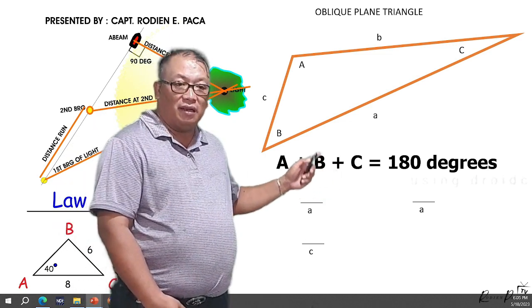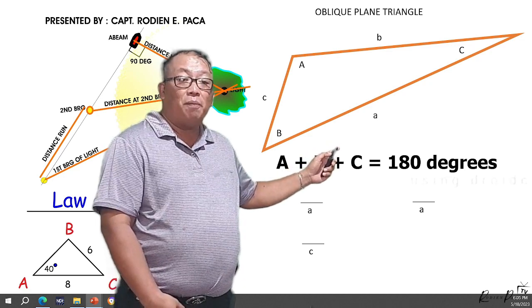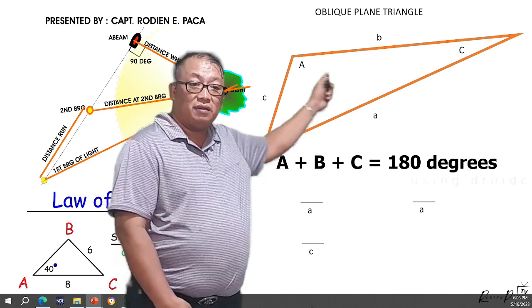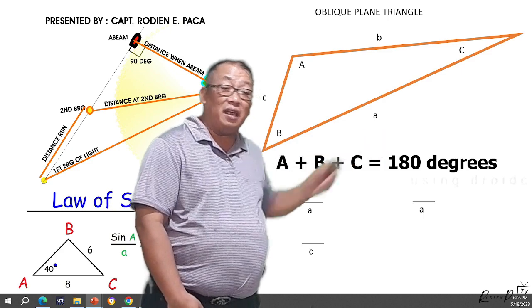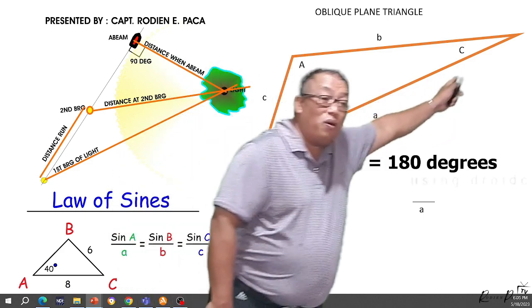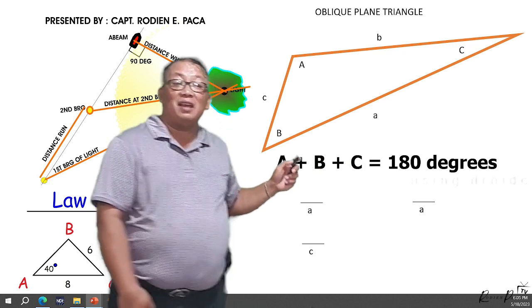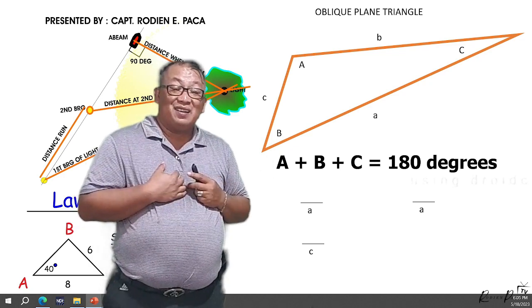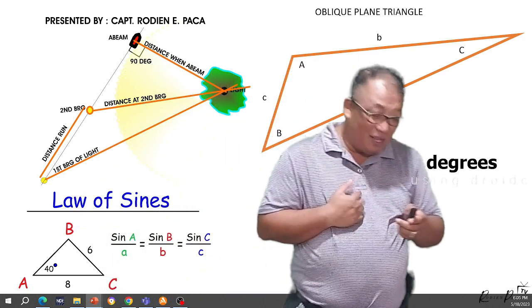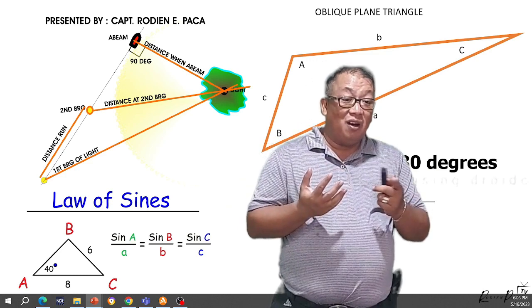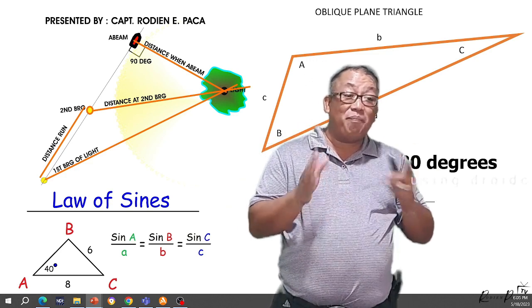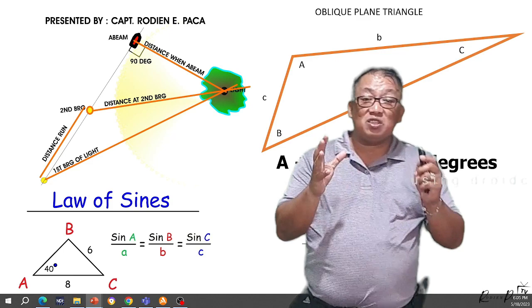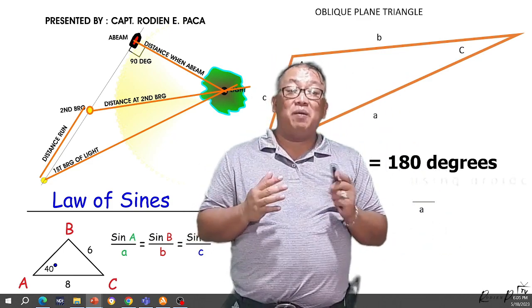Angle B is here, and the opposite of angle B is the side B. Angle A is here, and the opposite is the side A. Angle C, the other one, is here, and the opposite is very simple, the side C. So the formula stipulates sine A over side A, or depends on the unknown that you are looking for, what the problem is asking.